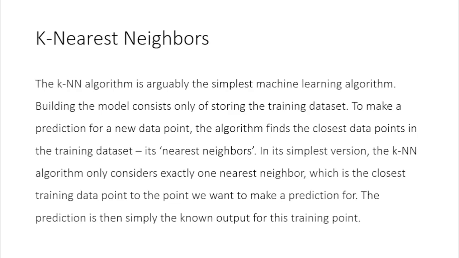Now let us see what k nearest neighbors is. The KNN algorithm is arguably the simplest machine learning algorithm. Building the model consists only of storing the training dataset. To make a prediction for a new data point, the algorithm finds the closest data points in the training dataset, its nearest neighbors. In its simplest version, the KNN algorithm only considers exactly one nearest neighbor, which is the closest training data point to the point we want to make a prediction for. The prediction is then simply the known output for this training point.